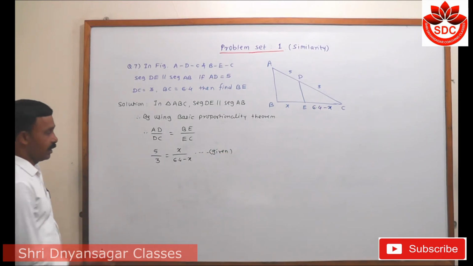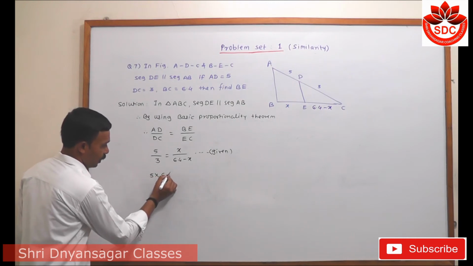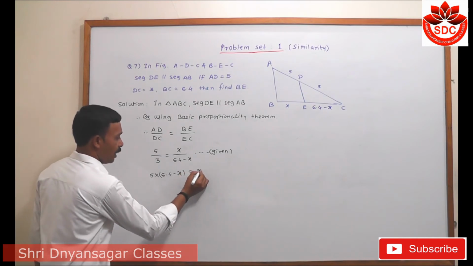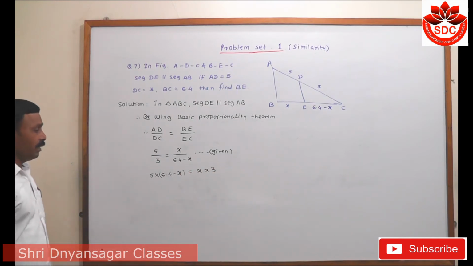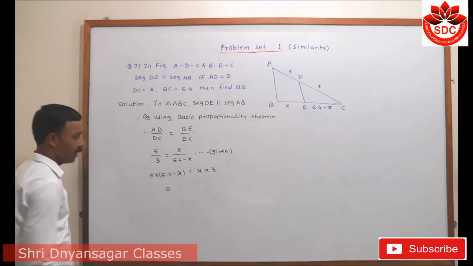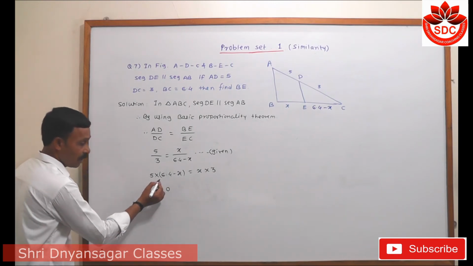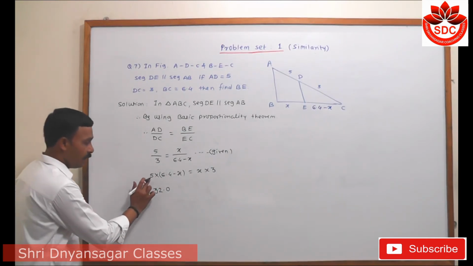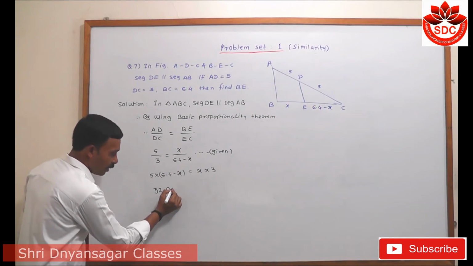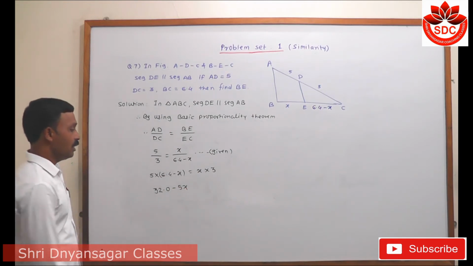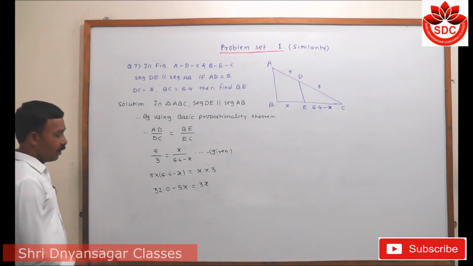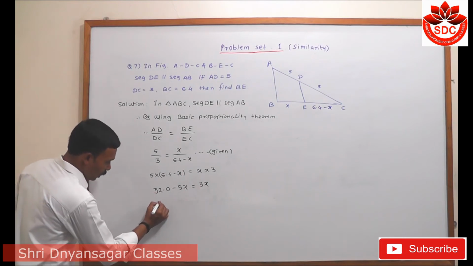Then by using cross multiplication, 5 into (6.4 minus x), I have taken the bracket, is equal to x into 3. Then multiply this 5 to the whole bracket: 5 into 4 is 20, carry 2. 5 sixes are 30, 30 plus 2 is 32. After one digit there is 32.0. Then 5 into x, and this minus sign means minus 5x, is equal to x into 3, which means 3x. Then we write this 32.0 as 32.